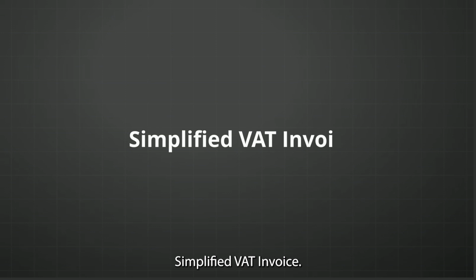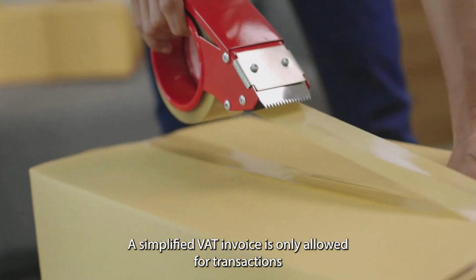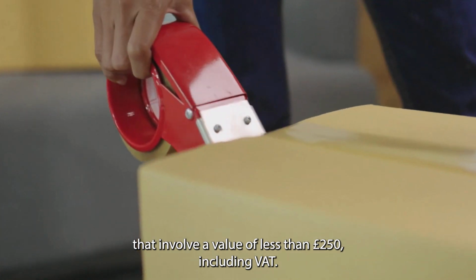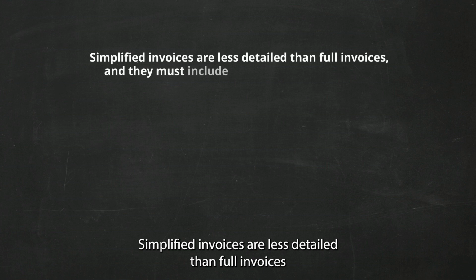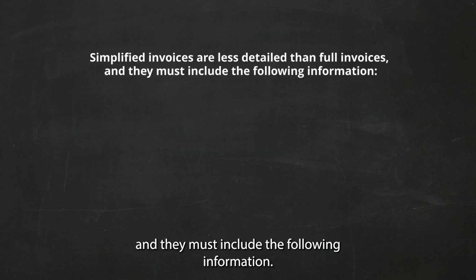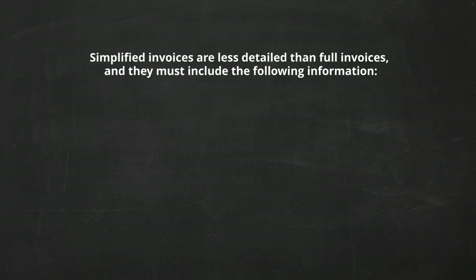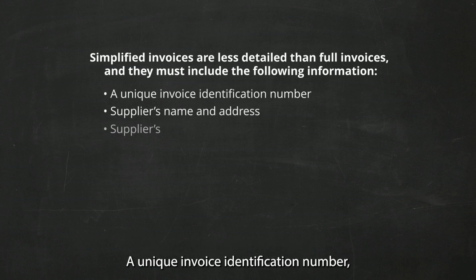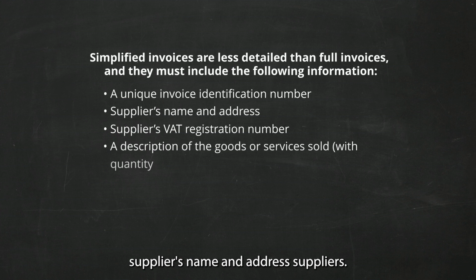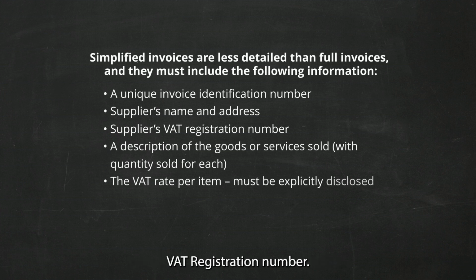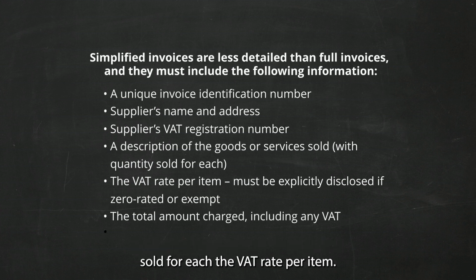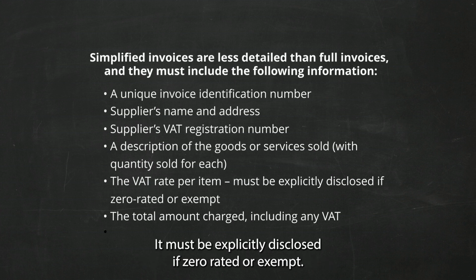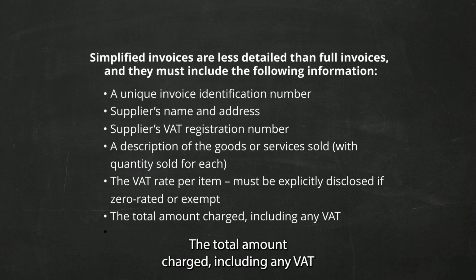Simplified VAT Invoice. A simplified VAT invoice is only allowed for transactions that involve a value of less than £250, including VAT. Simplified invoices are less detailed than full invoices, and they must include the following information: a unique invoice identification number, supplier's name and address, supplier's VAT registration number, a description of the goods or services sold with quantity sold for each, the VAT rate per item. It must be explicitly disclosed if zero rated or exempt, and the total amount charged, including any VAT.